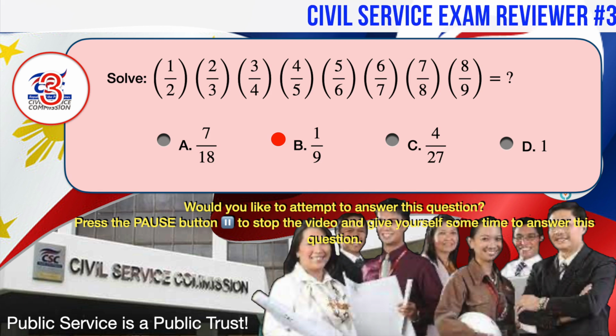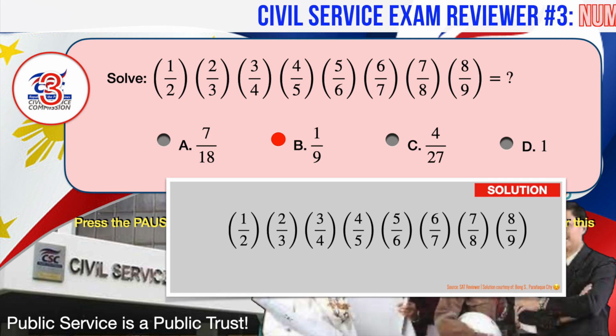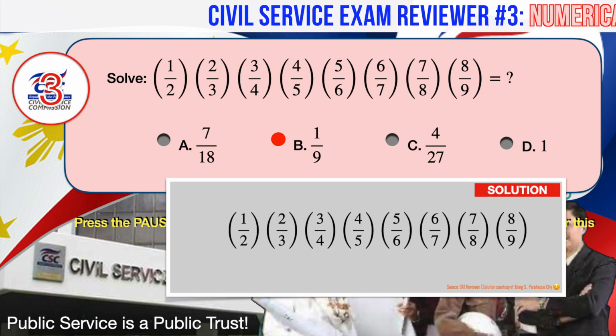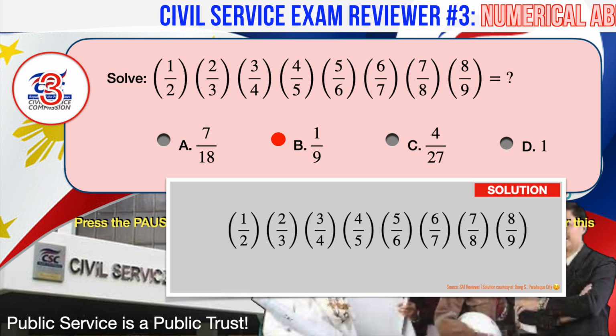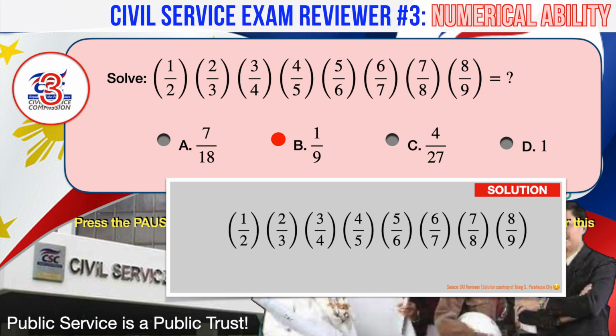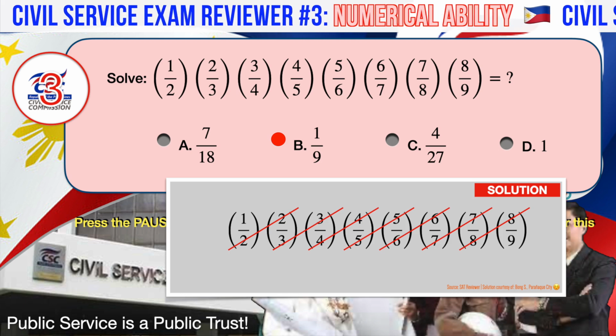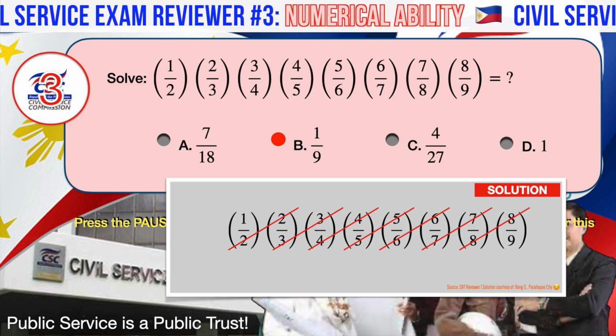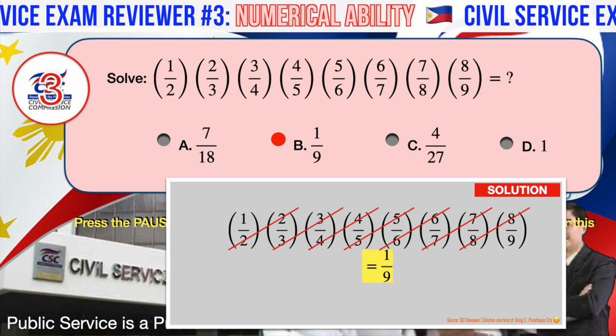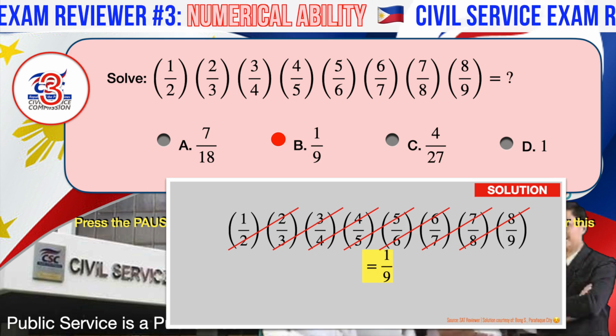Here's how it goes. Since this involves multiplication of several fractions, then the first thing that you should do is to find numerators that can be cancelled out with the denominators. And guess what? Practically all the numerators and denominators can be cancelled out, leaving only 1 in the numerator and 9 in the denominator. Therefore, the answer to this problem is simply 1 over 9.